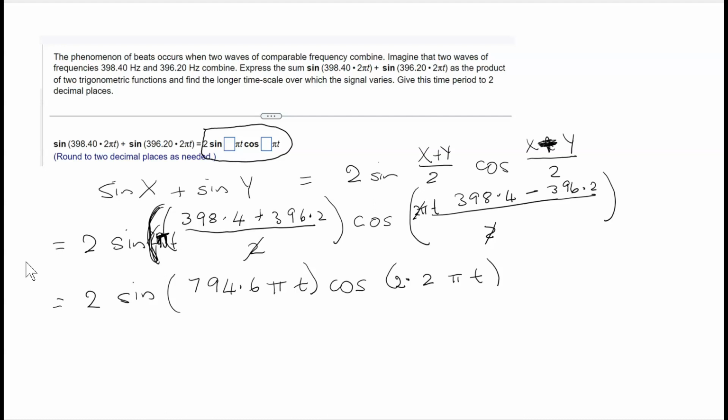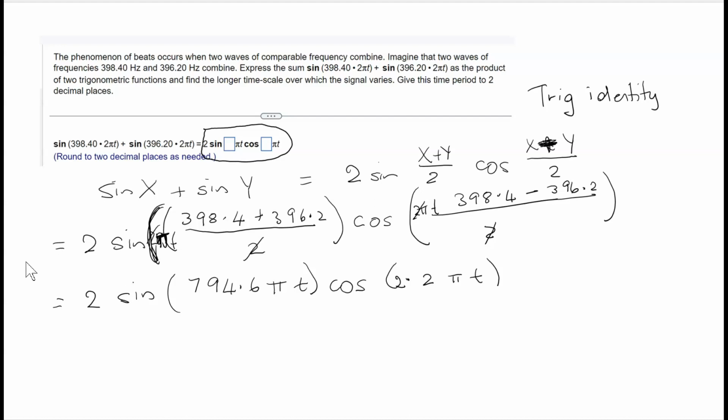That's the first part. So you were just using a trig identity from the PowerPoint presentation in class or from the list in the textbook somewhere. You just needed to mimic the left-hand side. The left-hand side said sine of something plus sine of something else. That's all you had to find, and then fill in the x and y as appropriate.